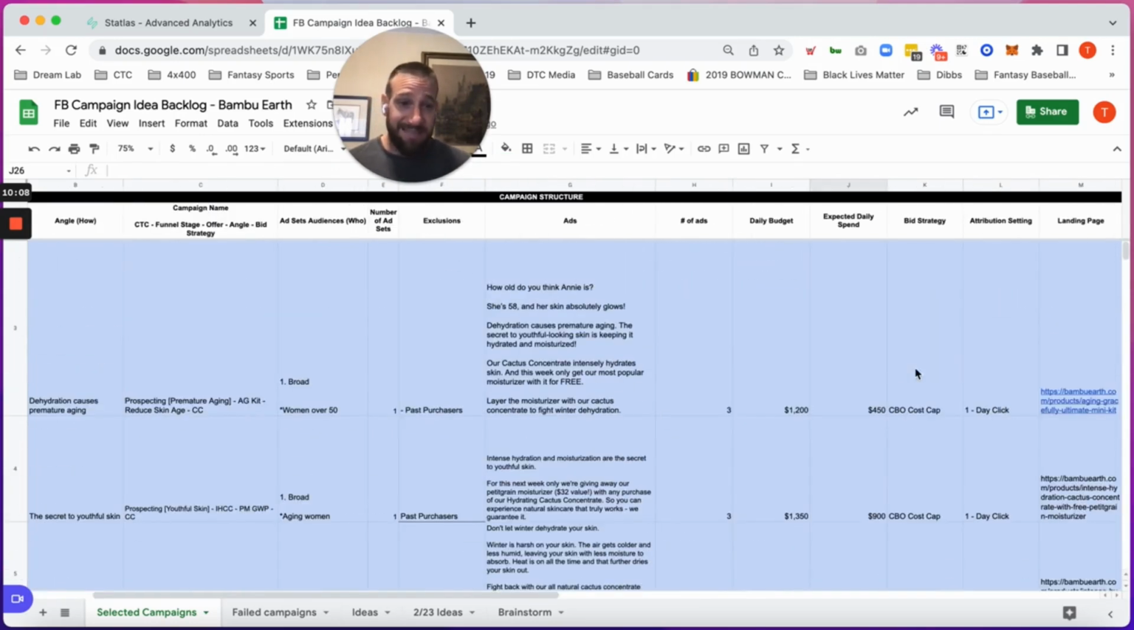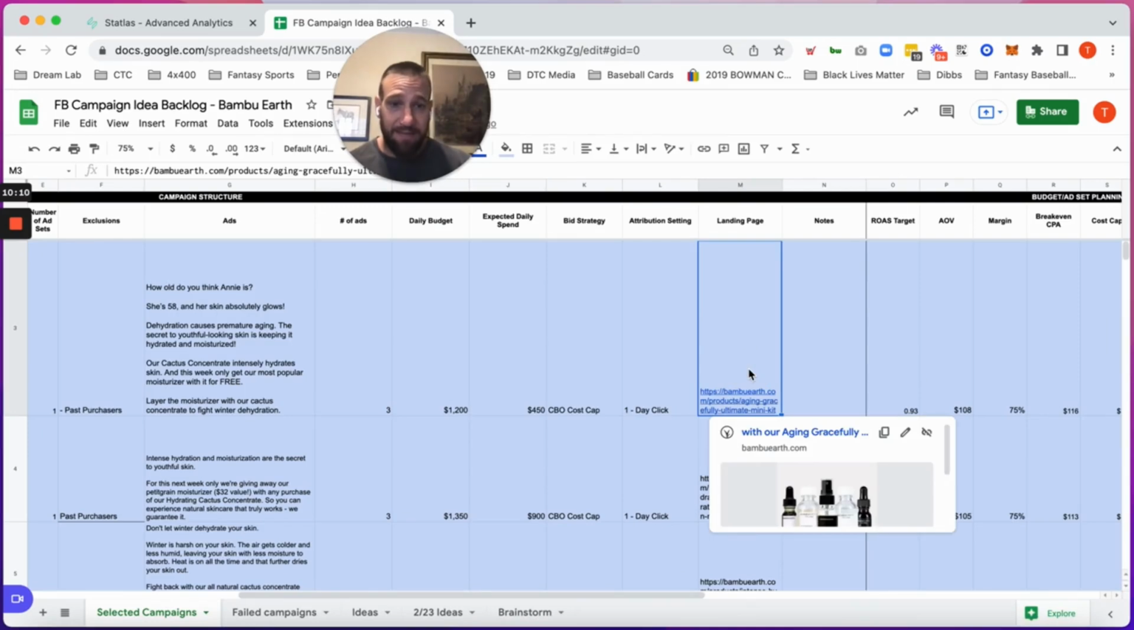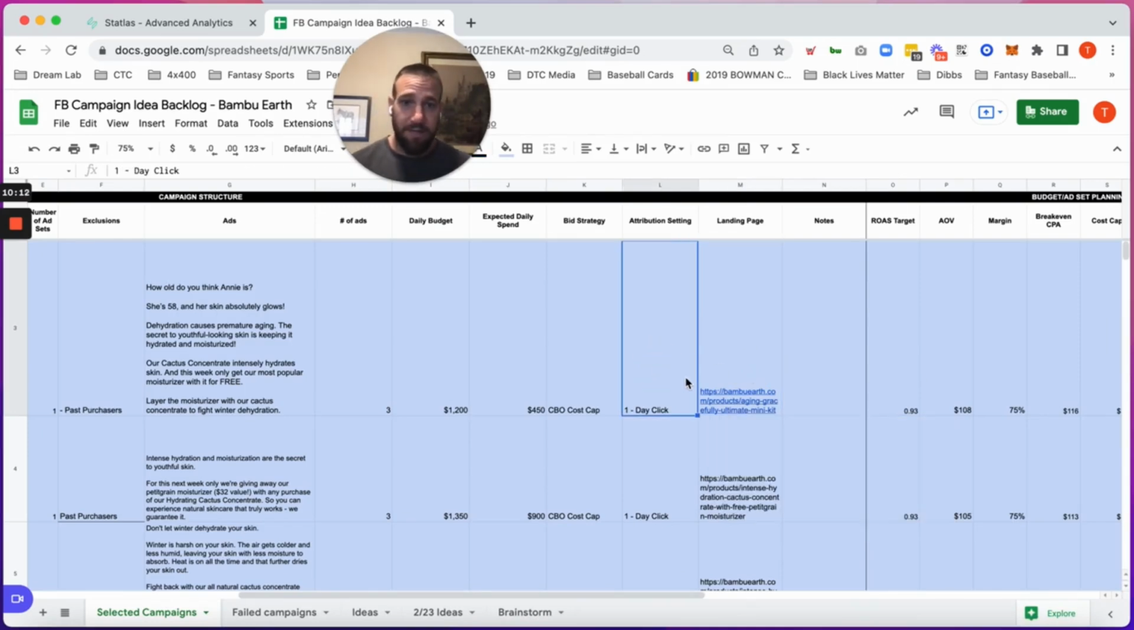And then now the creative team is designing against these concepts. They know the landing page. We run everything in this account on a one-day click optimization. So this is really important too. My cost cap is a one-day click estimation. So if you have a 7-day click target, you're going to need to allow for some improvement between 1 and 7-day click, but we run everything off of a one-day click for this brand.